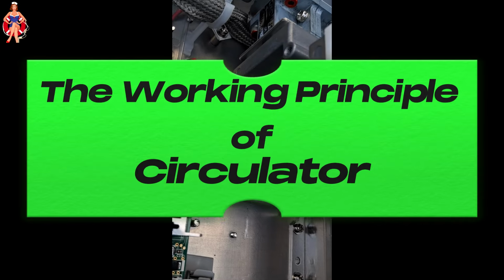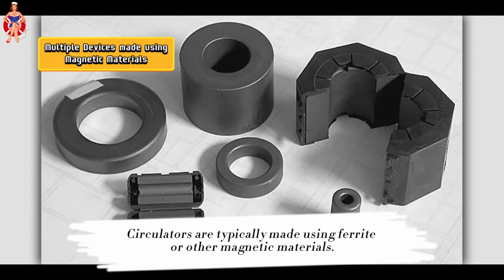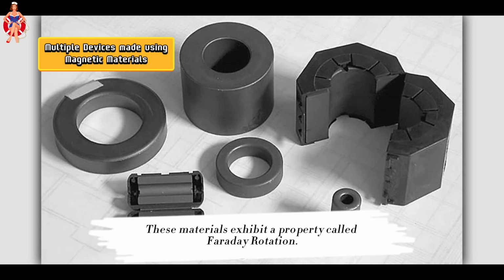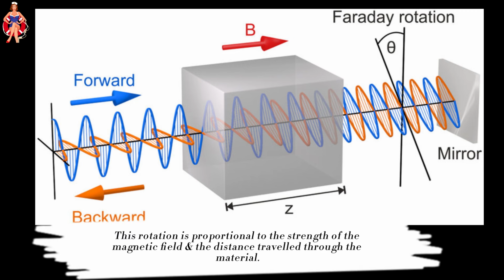The working principle of circulator. Circulators are typically made using ferrite or other magnetic materials. These materials exhibit a property called Faraday rotation. When a radiofrequency signal passes through a magnetic material, its polarization plane rotates due to the material's magnetic field. This rotation is proportional to the strength of the magnetic field and the distance traveled through the material.